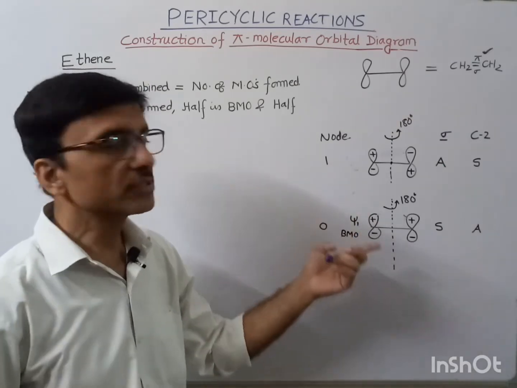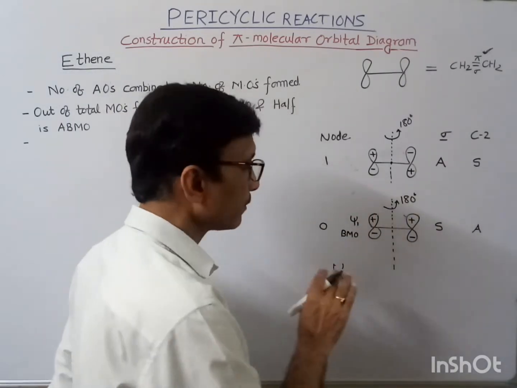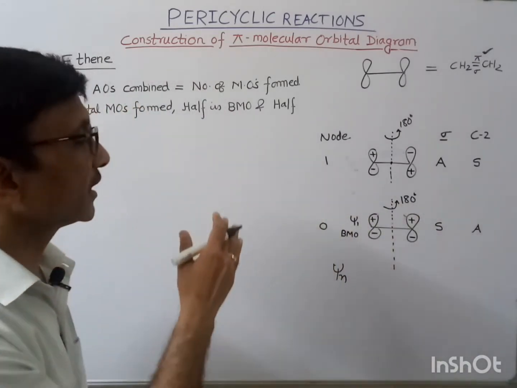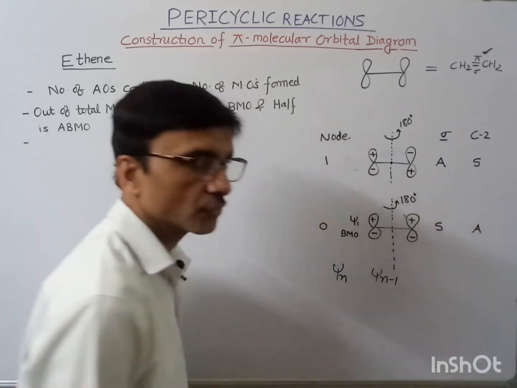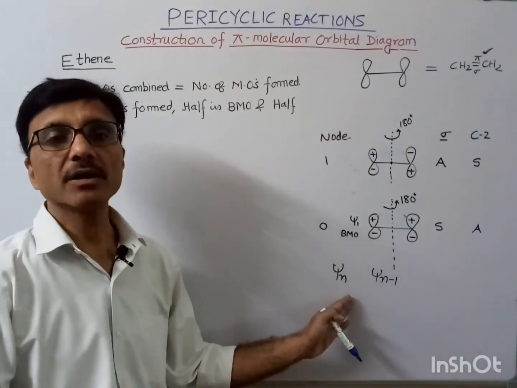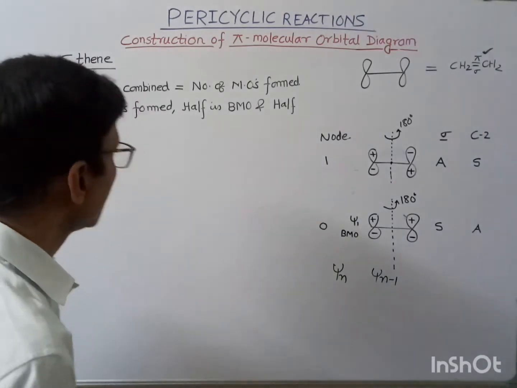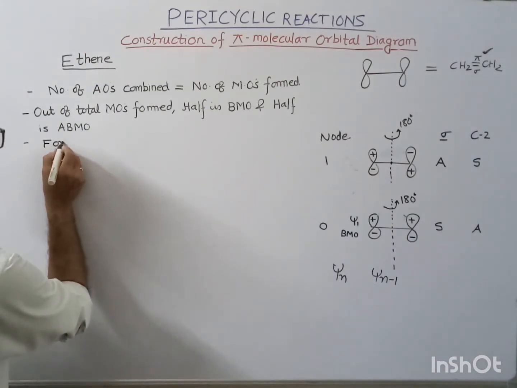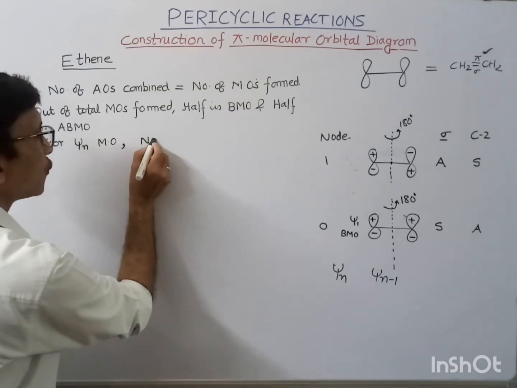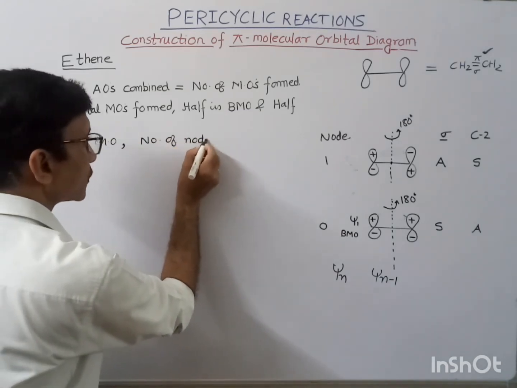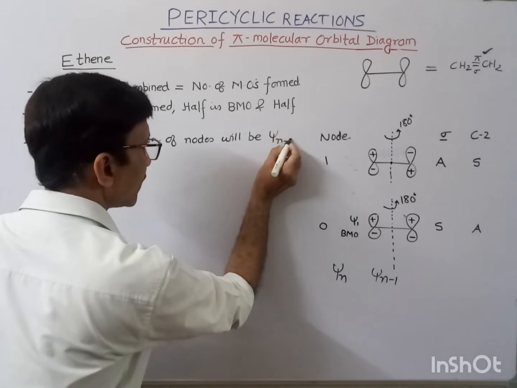In this way, you will see psi n. For psi n molecular orbital, the number of nodes that you will see later on in other diagrams, for psi n, the number of nodes will be n minus 1. So this rule you will see in other molecular orbital diagrams also. So the third rule that I can write here: for psi n molecular orbital, the number of nodes will be n minus 1.